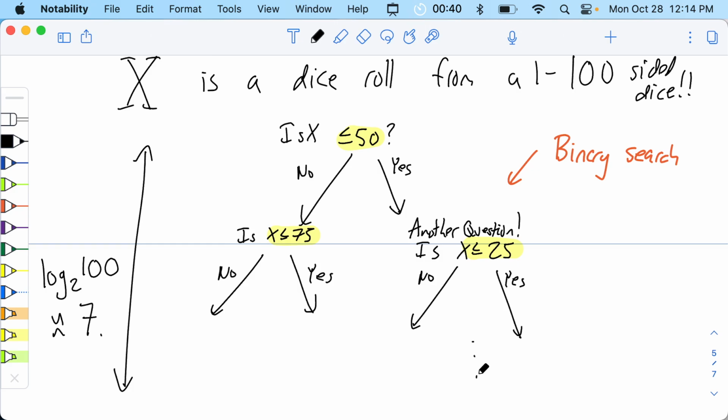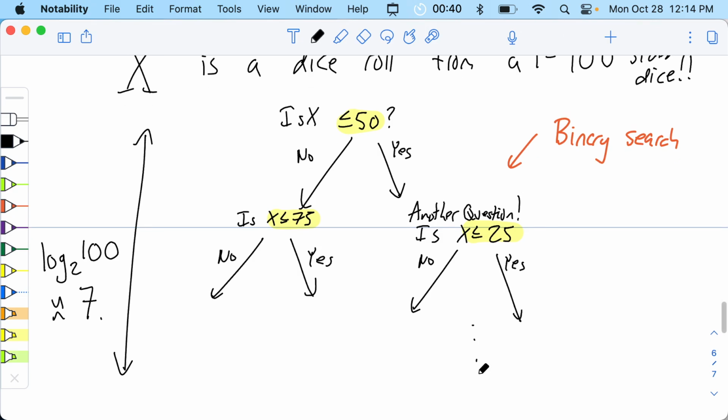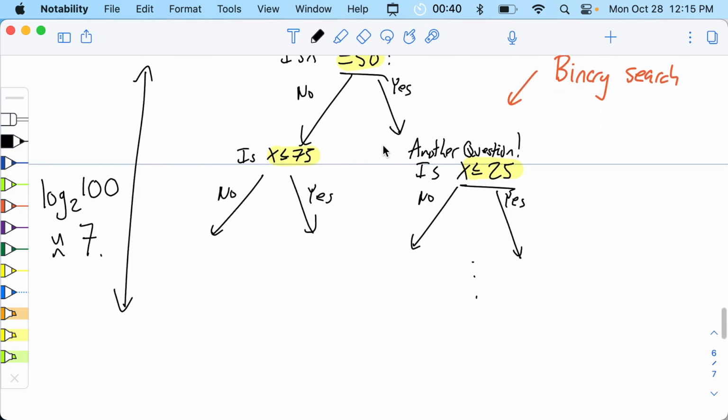Yeah? So if the answer is 38 and another is where x is not less than or equal to 25. Right, okay, so the next question I will ask depends on whether the answer is yes or no. I guess in this case the answer was no. So you know it's between 25 and 50, right? You know that it's not less than 25. You know that it is less than 50. So the next question you would ask is, is x less than or equal to 25 plus 50 divided by 2? Right? So we're narrowing it down.